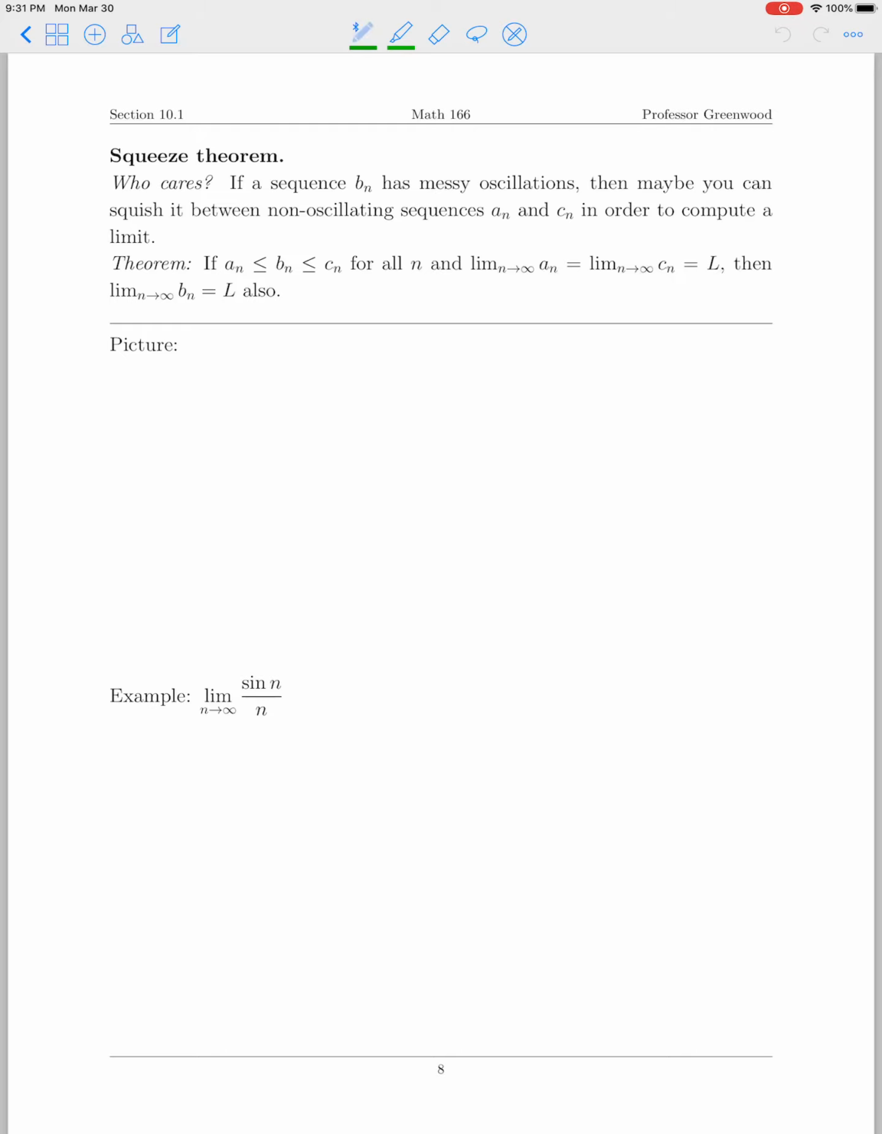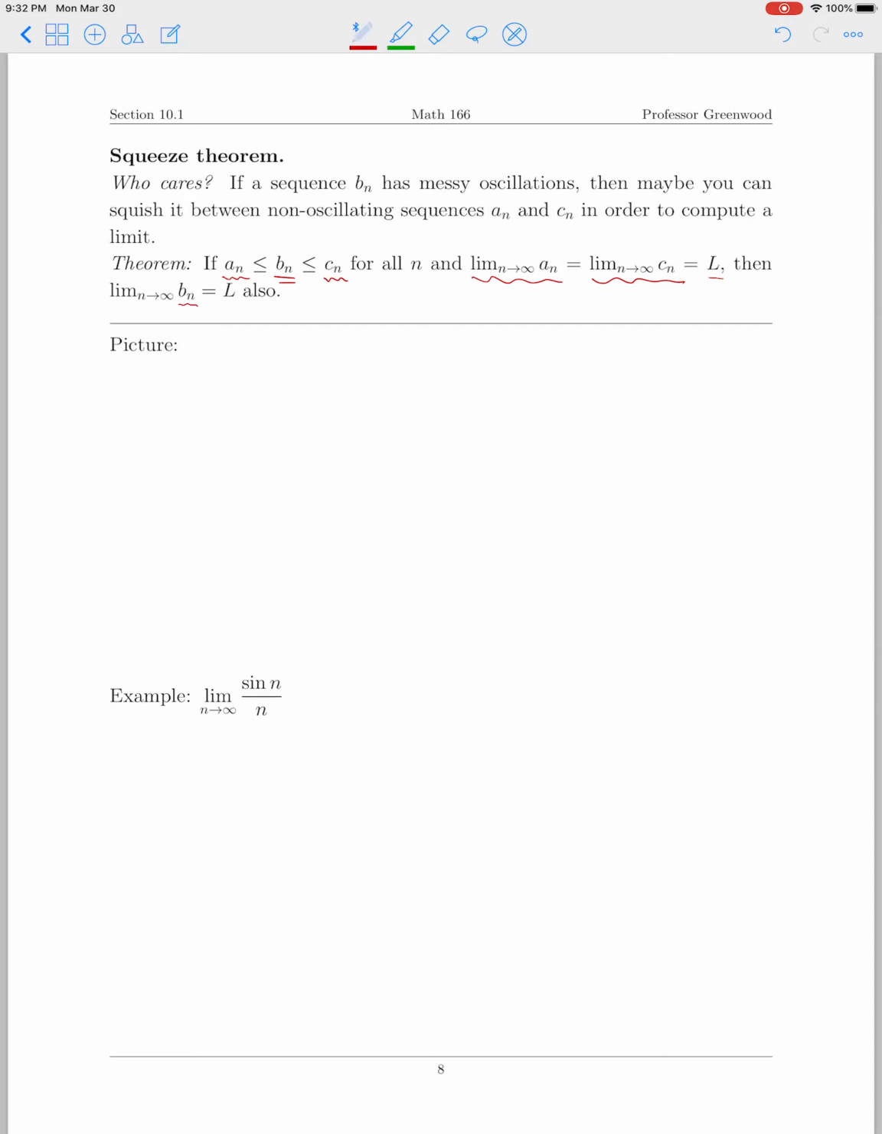The idea is if we have some sequence b sub n that oscillates, we're going to find a lower bound for it and an upper bound for it, where the limit of the lower bound and the upper bound ends up being the same number L. And as soon as we can find a lower sequence and an upper sequence that go to the same thing, then that's going to squish b sub n between the two, and that means that it must also go to the same number L.